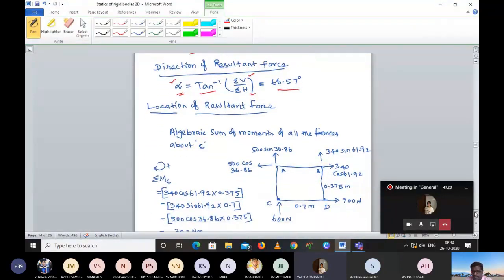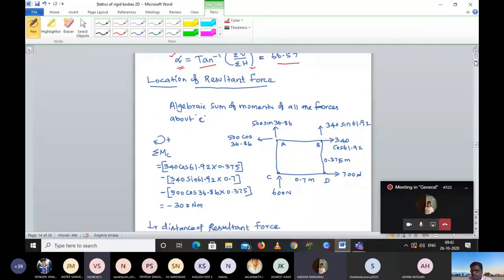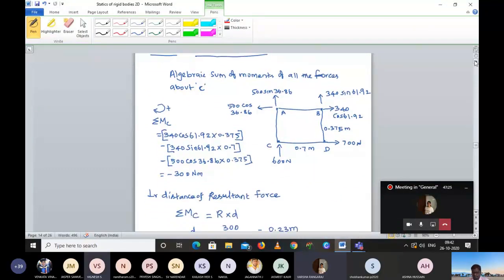After that, we have to calculate the location of the resultant. For that, we have to calculate moment. Now I need Soban. Are you there, Soban? Yes, sir. Please help me now with how to calculate the moment. I am going to calculate the moment about C now. Please take a note. Moment about C. How will I calculate? Can you tell me?